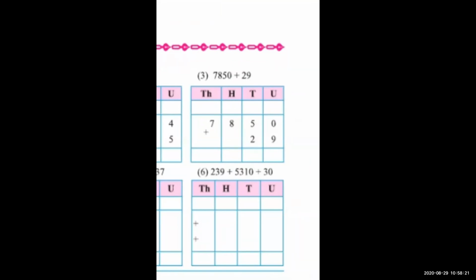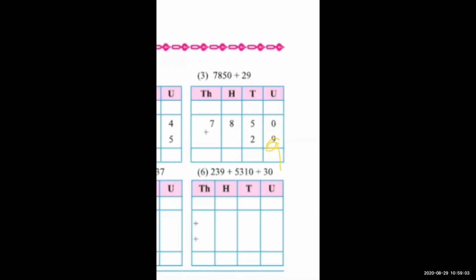Yes, now see, 7,850 plus 29. How will you add? Now I am going to show you. It is in yellow color. See, 0 plus 9. 0 plus 9.